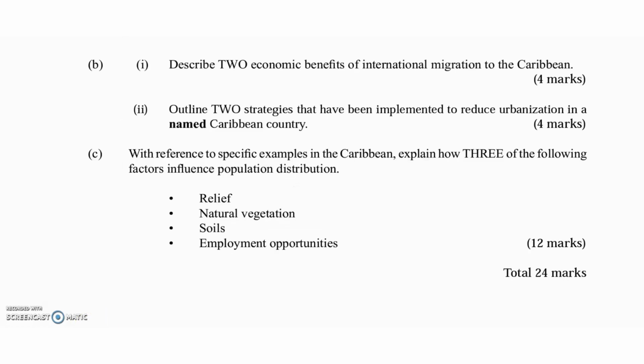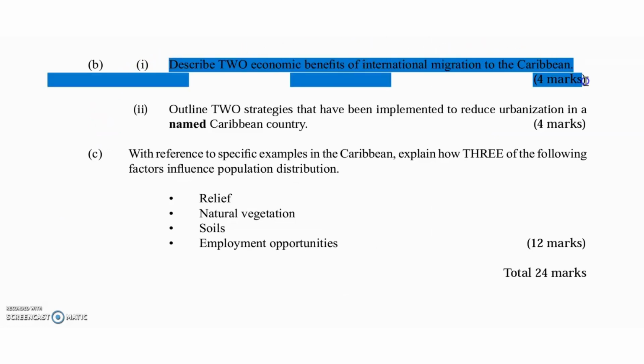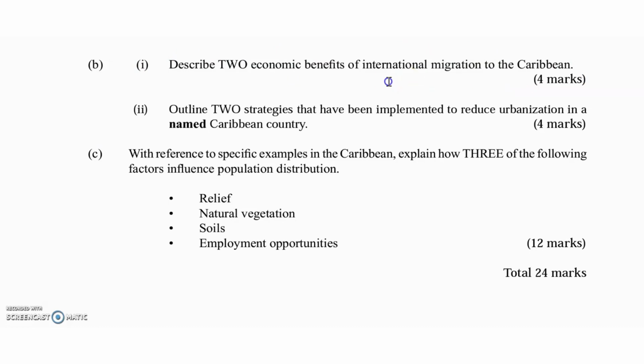Now part B, my bad. B part 1: describe 2 economic benefits of international migration to the Caribbean. First and foremost, we have to understand international migration is a very significant input to the GDP of any given Caribbean country. It adds revenue to the GDP of the country, which is an economic or financial gain, a very essential thing, especially when it is associated with processes related to development. That's 1.